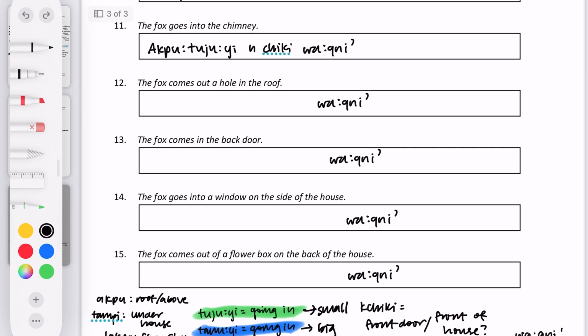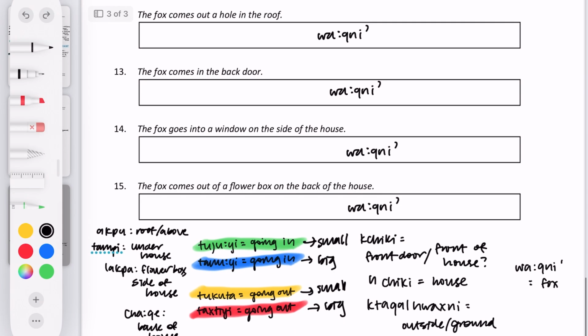Okay, for number 12, we're going to be looking at the fox comes out of a hole in the roof. So again, we're going to be using this word for above because the fox is again above. As for the verb, we're looking for coming out, and he's coming out of a hole, so that's kind of a big area because he's coming out from like the entire inner space of the house. And then obviously we're going to be using house, so let's put that all together.